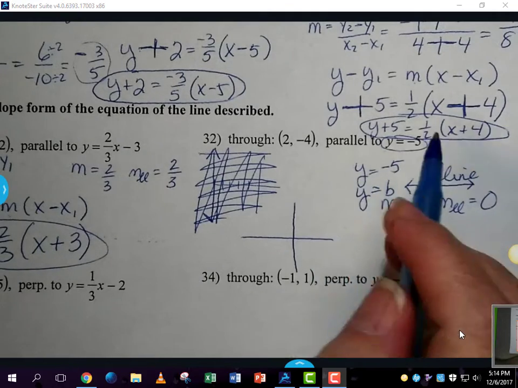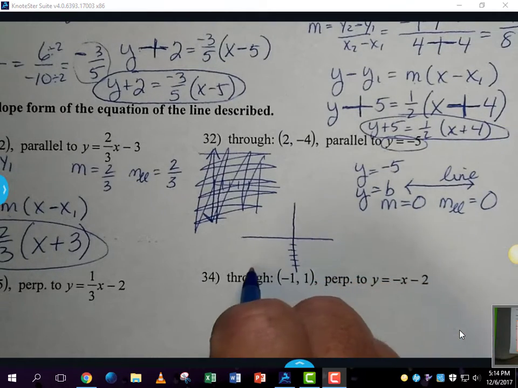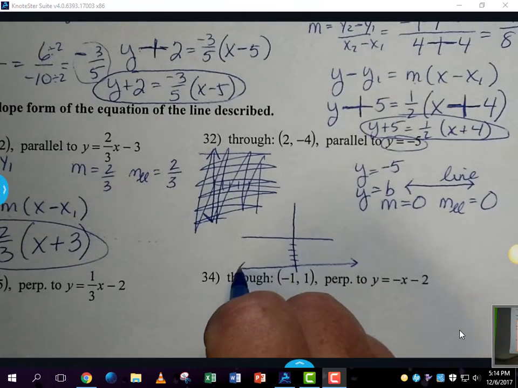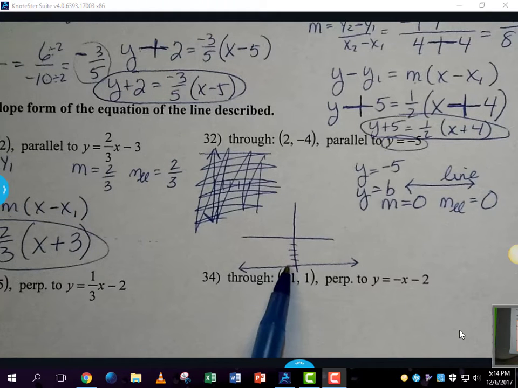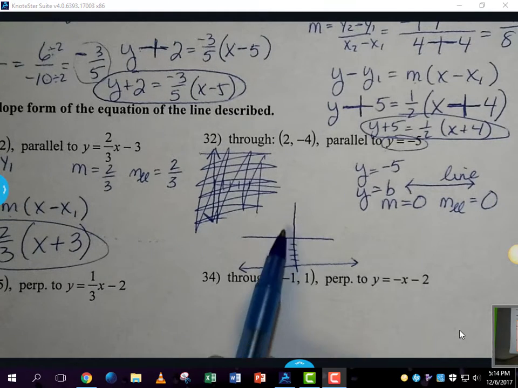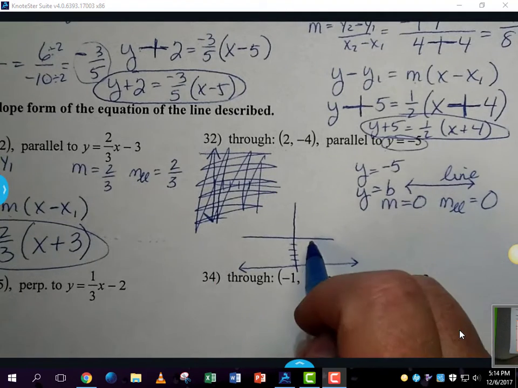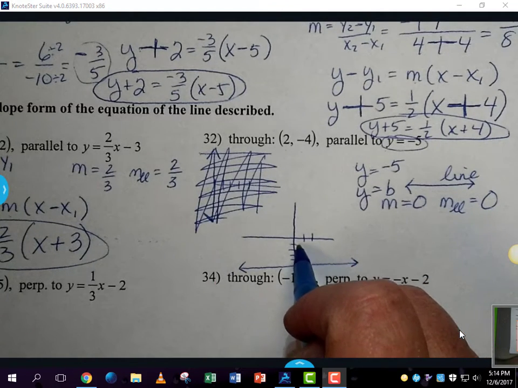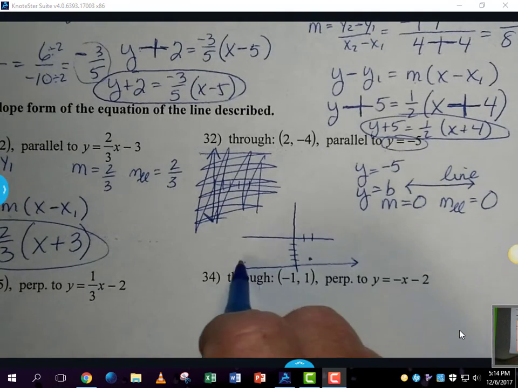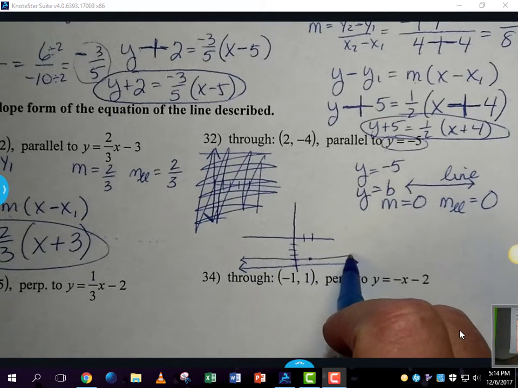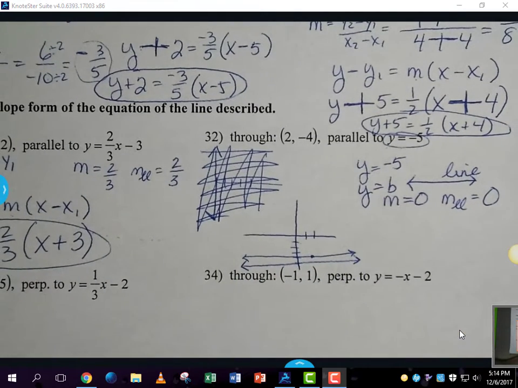Let's try again. y equals negative 5. 1, 2, 3, 4, 5. A horizontal line at y equals negative 5. I know that my line that's going to be parallel to this is also going to be a horizontal line. And it's going to be a horizontal line that goes through 2, negative 4. So 1, 2, 1, 2, 3, 4. The other line is going to be horizontal through this point. And if I was using graph paper and I had a ruler and all of that, these would be beautiful, never touching horizontal parallel lines.